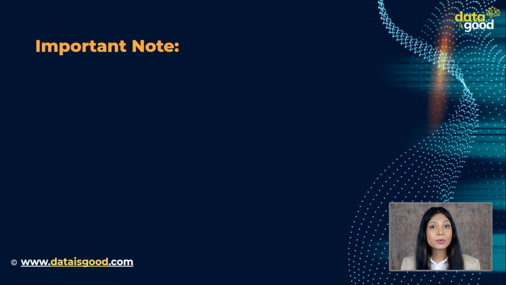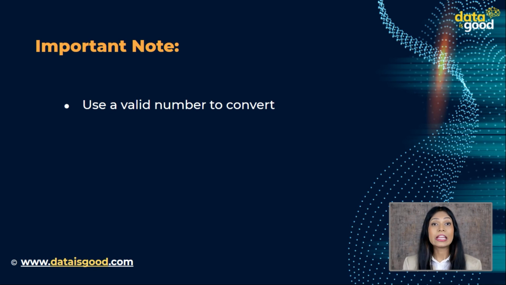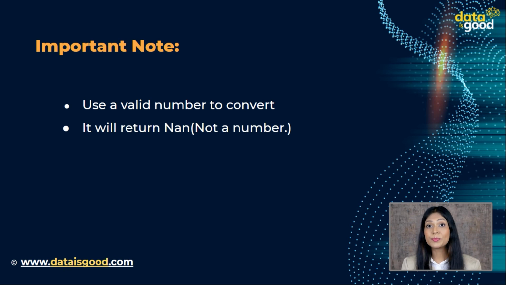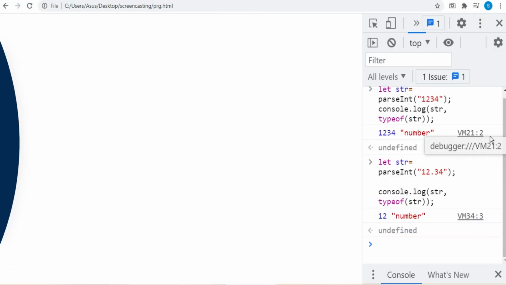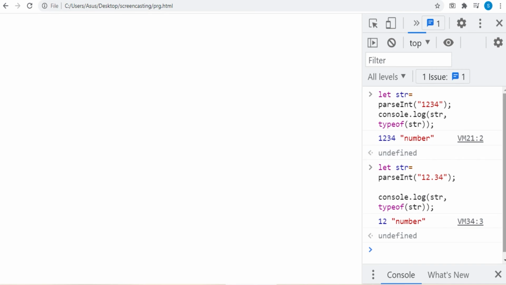Now an important note is that always use a valid number to convert. If the conversion is not possible, it will return NaN, which means whatever you are trying to convert is not a number. For example, 123F4 or 12 34 are not numbers, or NaN. Let us use it with Boolean. Since the values of true and false are 1 and 0 respectively, the output is going to be 1 or 0.